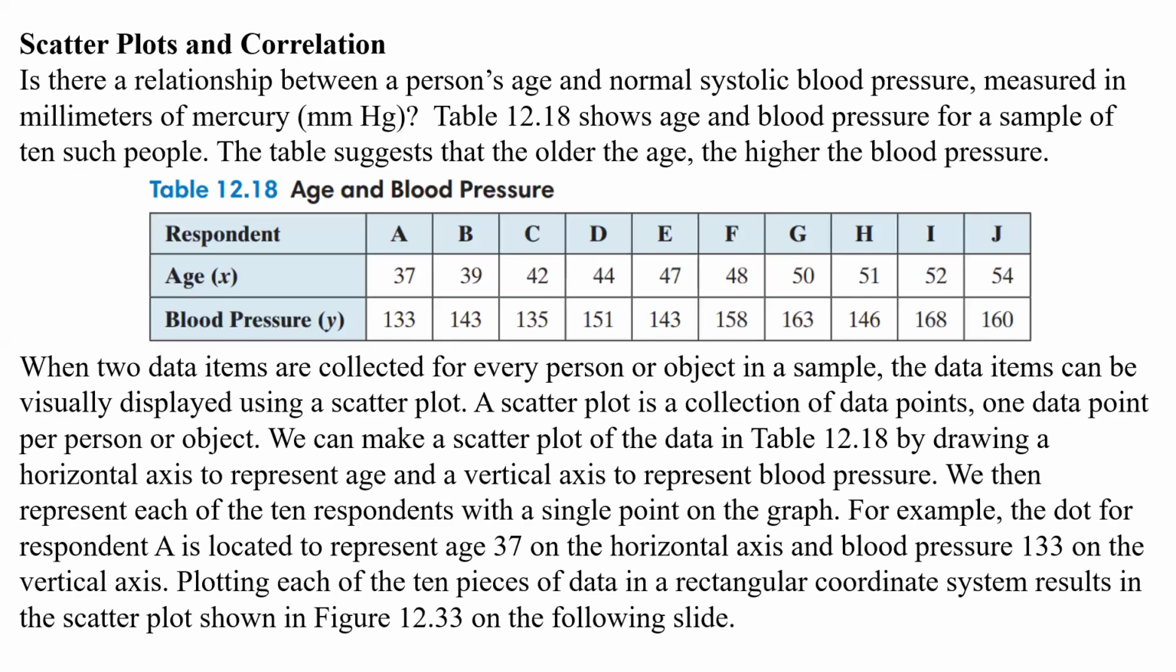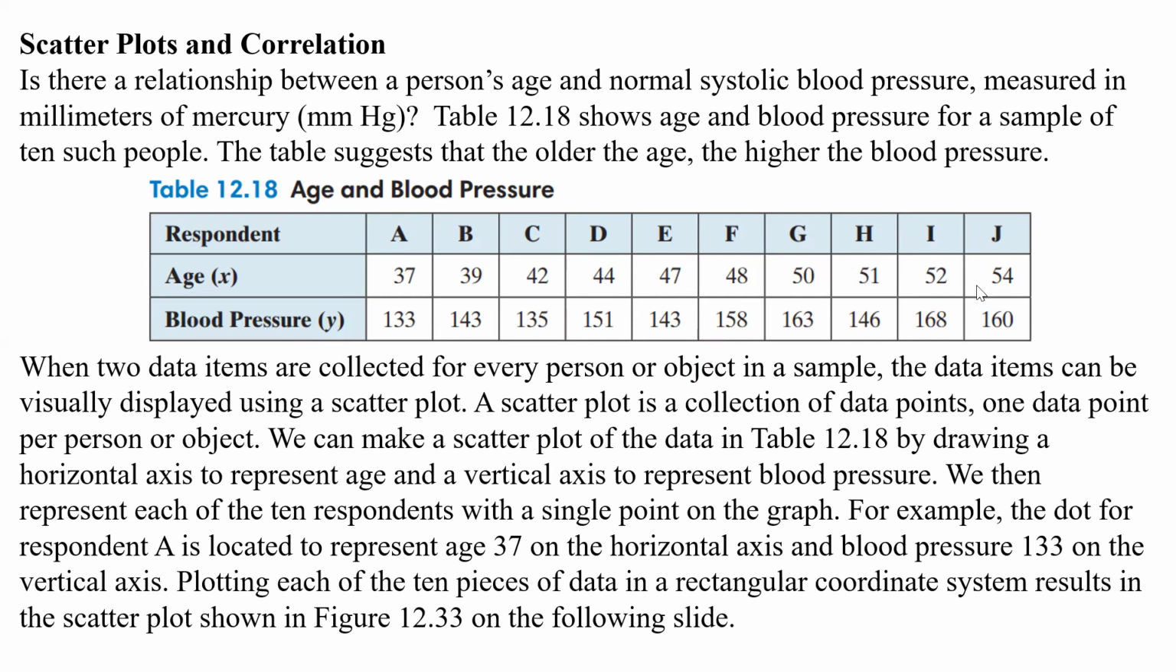All right, with scatter plots and correlation. Is there a relationship between a person's age and normal systolic blood pressure measured in millimeters of mercury? Well, this table here shows in 12.18 age for the X, and Y is our blood pressure. What we see is the table suggests that the older we get, the higher the blood pressure goes.